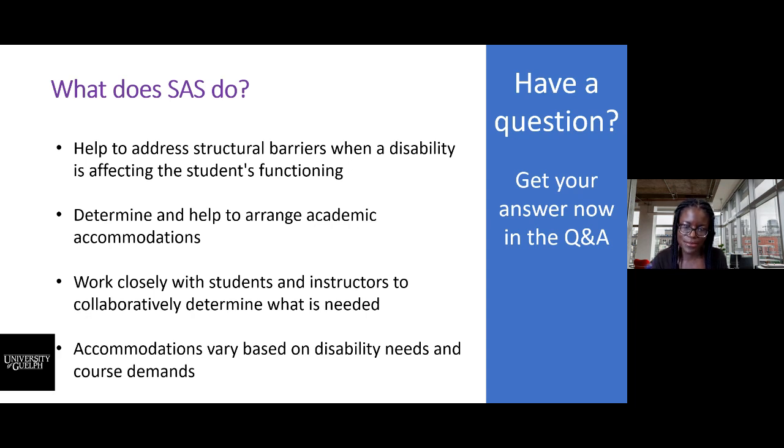One of the key things about accommodations is that we're not changing the academic requirements of your courses or of your degree. You are going to meet the same requirements as a SAS student as a non-SAS student would meet to get credit for that same course or to finish that same degree. So we need to be careful. There are some accommodations that we can't put in place because that would actually change the requirement of the course.